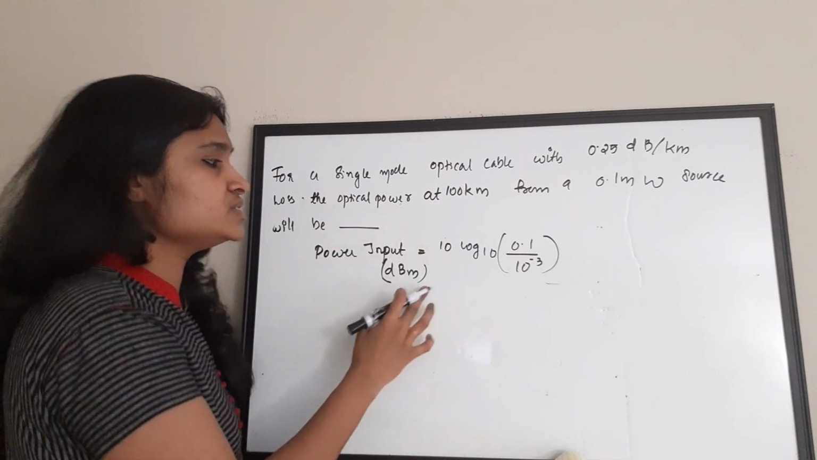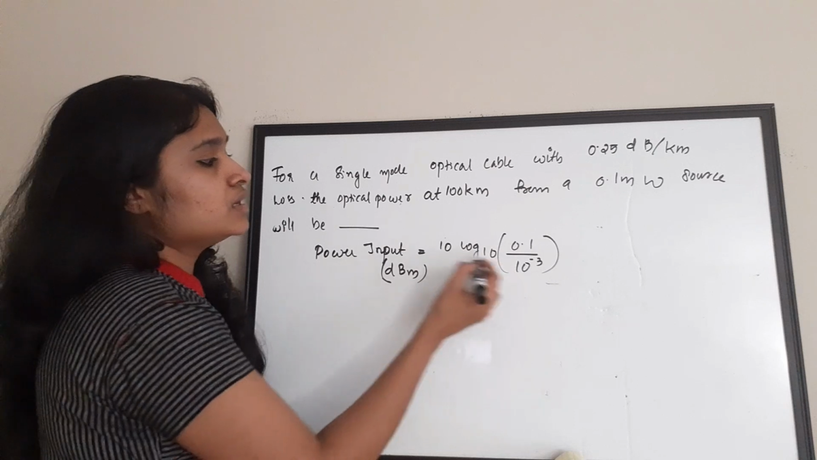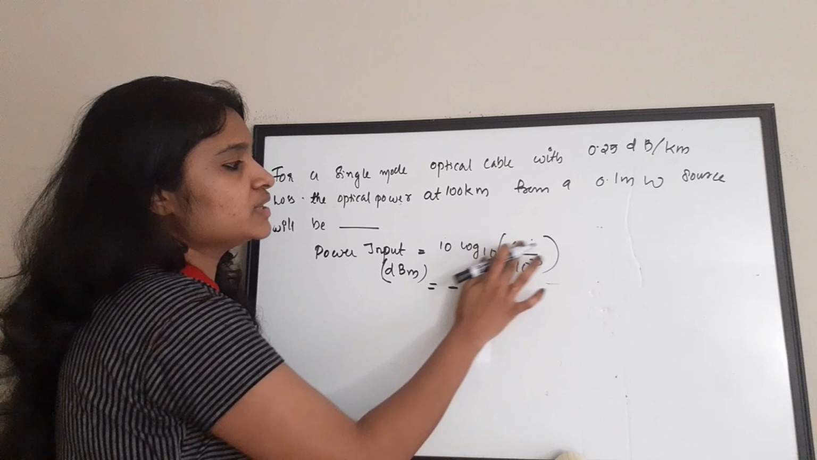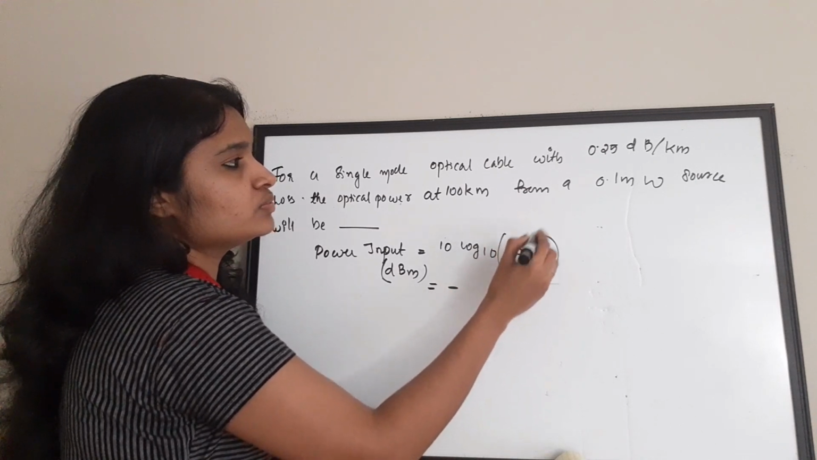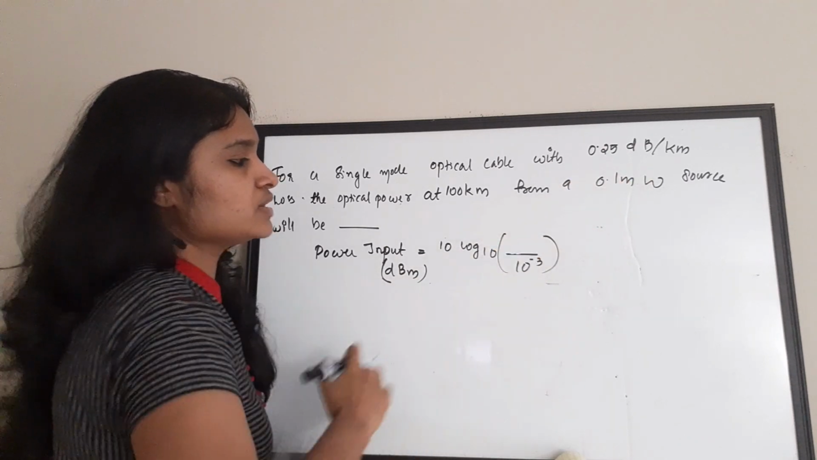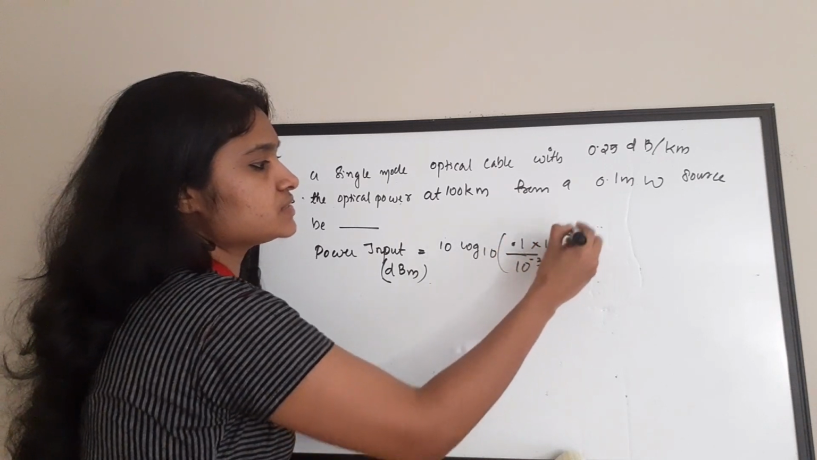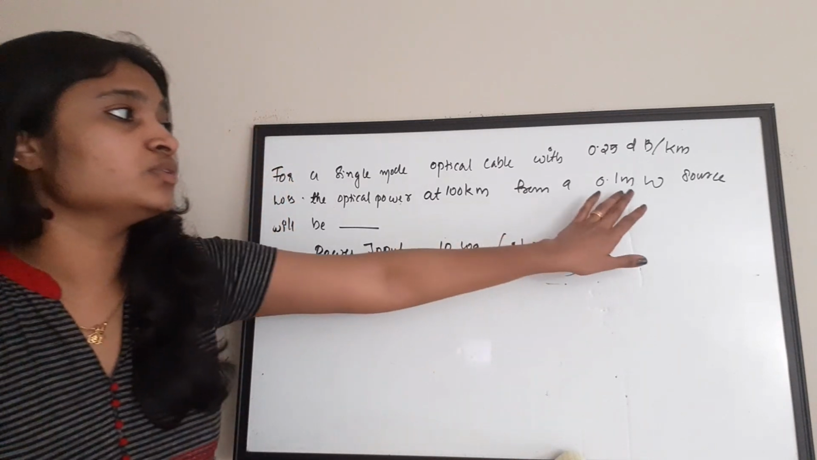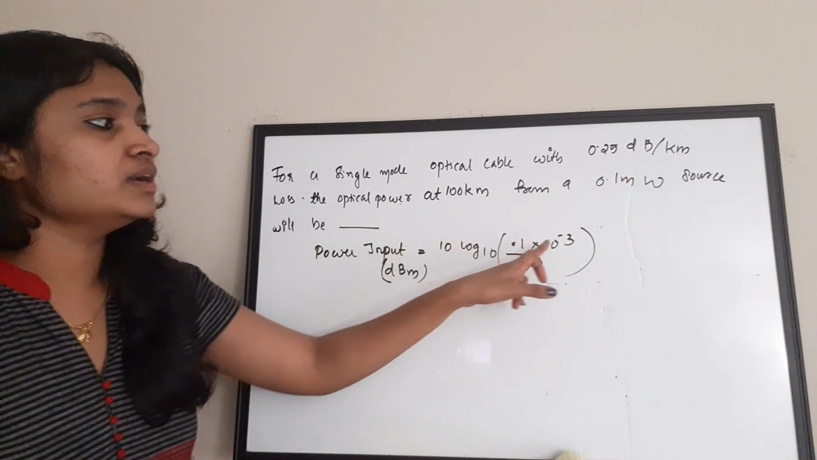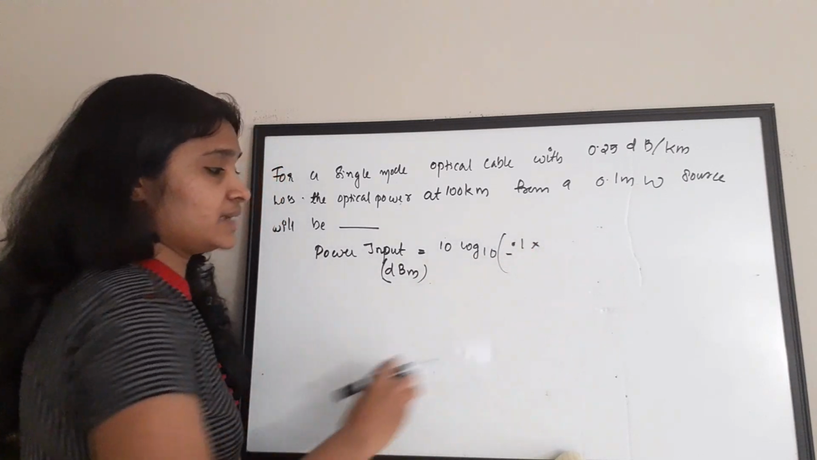I have explained about this in earlier videos. So this is the power input in dBm. If you solve it, you will get the value. The value is 0.1 milliwatt, so you have to substitute it as 0.1 into 10 raised to minus 3, not just 0.1, it is 0.1 milliwatt. So 0.1 into 10 raised to minus 3. So this 10 raised to minus 3 and 10 raised to minus 3 get cancelled.